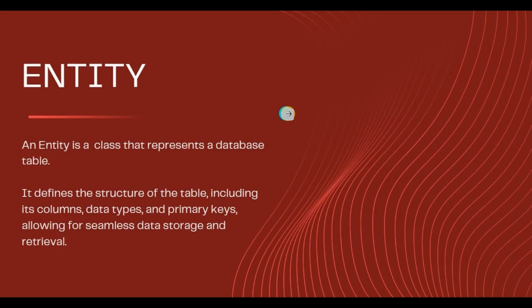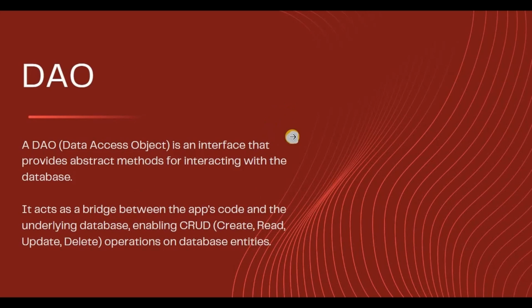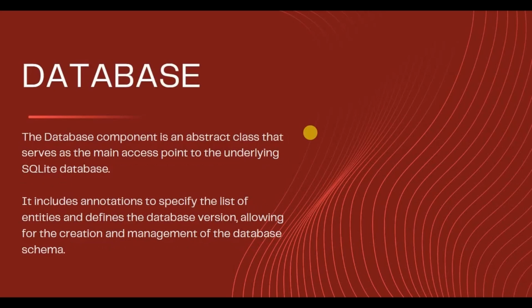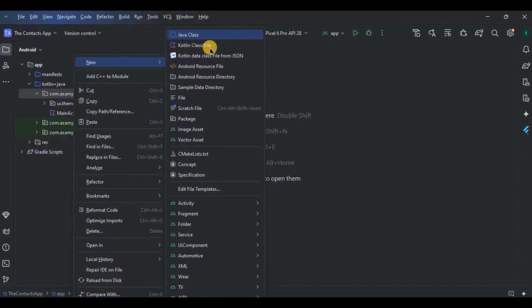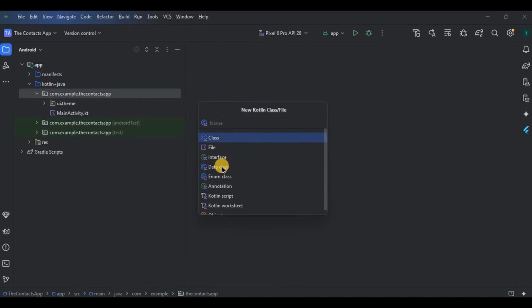So an entity is the data itself. DAO is a data access object where we'll pass all the queries. Then the database is where we initialize the room database. So open the Contacts app project. First, we will create an entity, then a DAO, and then a database. So create a new data class. Name it contact.